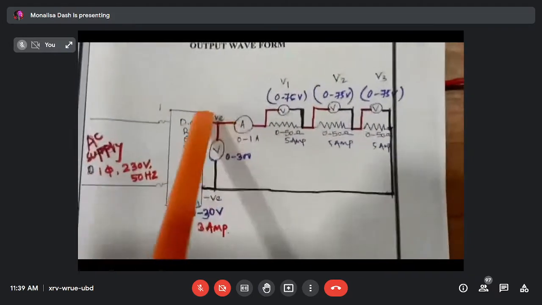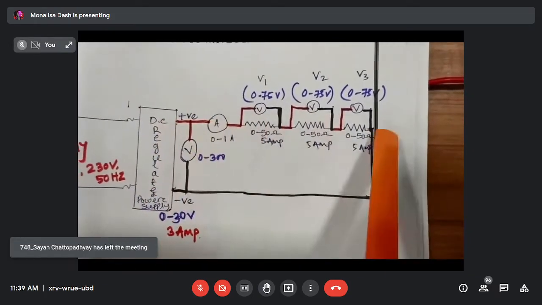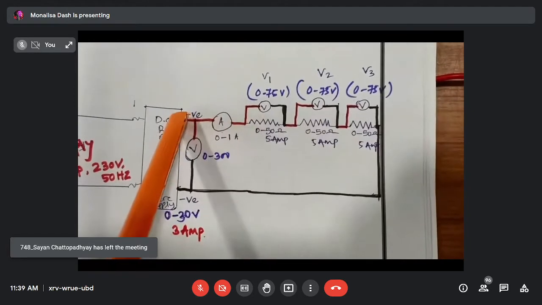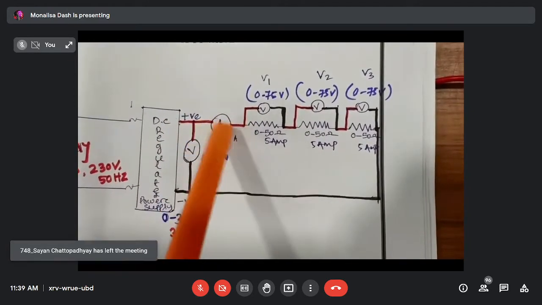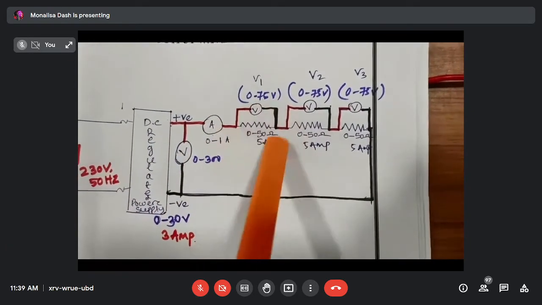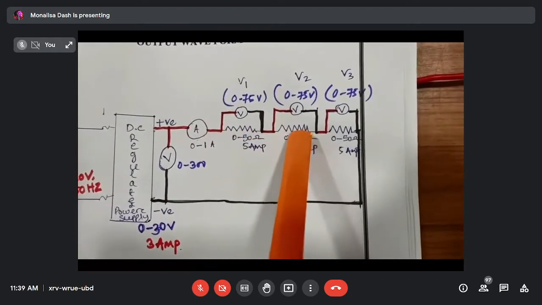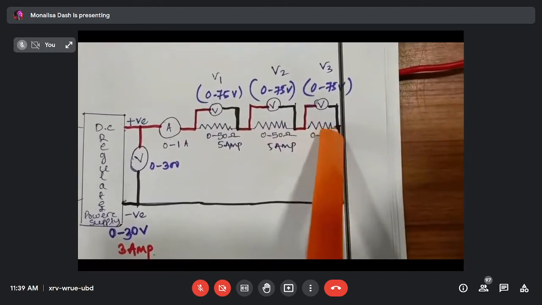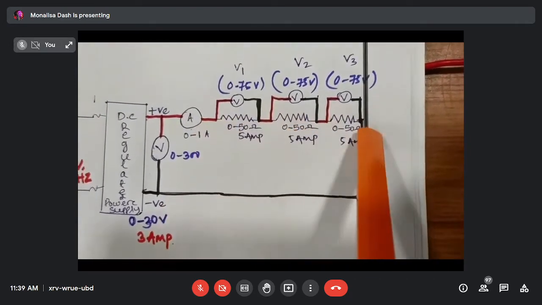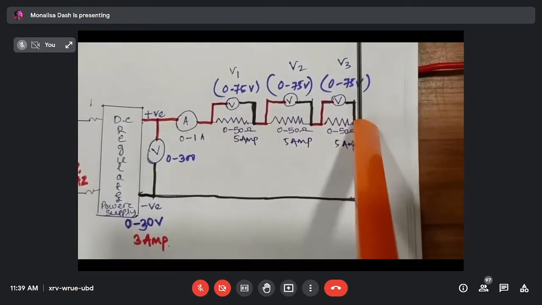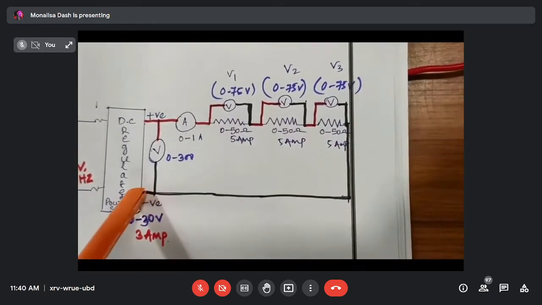Then we connect the circuit, first the series connection. One ammeter, positive to common point, from one point this is a rheostat, this is the second rheostat, and this is the third rheostat. These three rheostats are in series. Then the last rheostat end goes to negative.